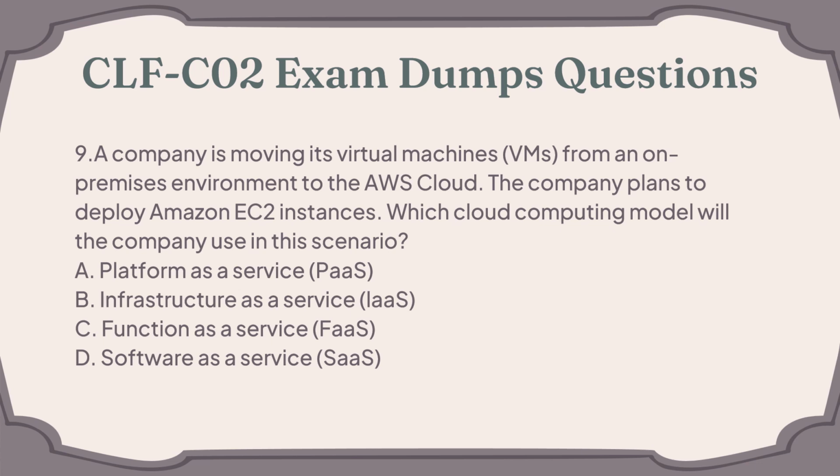9. A company is moving its virtual machines, VMs, from an on-premises environment to the AWS cloud. The company plans to deploy Amazon EC2 instances. Which cloud computing model will the company use in this scenario? A. Platform as a Service, PaaS. B. Infrastructure as a Service, IaaS. C. Function as a Service, FaaS. D. Software as a Service, SaaS.